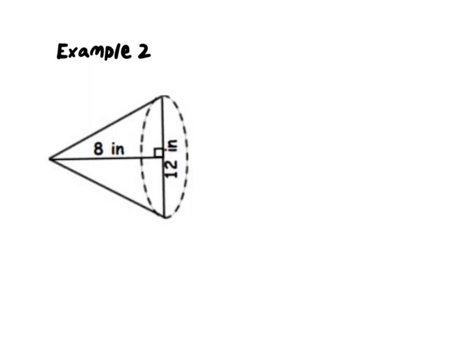So in this example, let's find the lateral area and the surface area together. The first thing we're going to do is find the lateral area. And remember, the lateral area is equal to pi times r times L in a cone. So I need to be able to find the values of r and L.